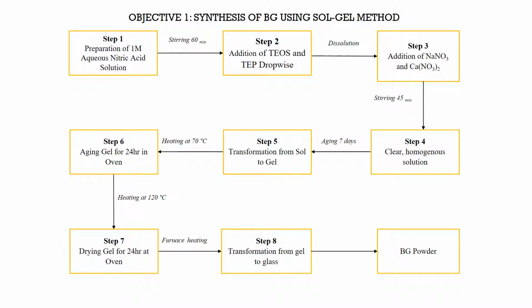The homogeneous solution was then placed in a Teflon container for aging for 7 days to allow the sol to transform to gel. After heating it at 70 degrees Celsius, the gel was then aged in an oven and dried at 120 degrees Celsius. After the furnace heating, which allows the gel to transform to glass, it becomes powder. It becomes bioactive glass powder.